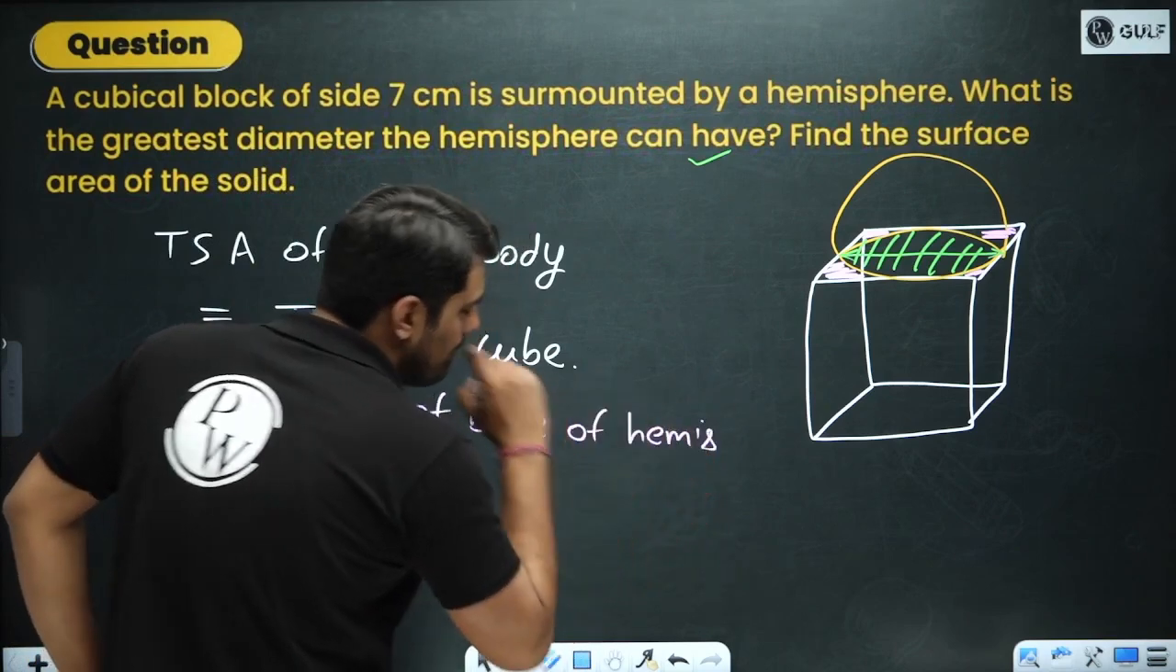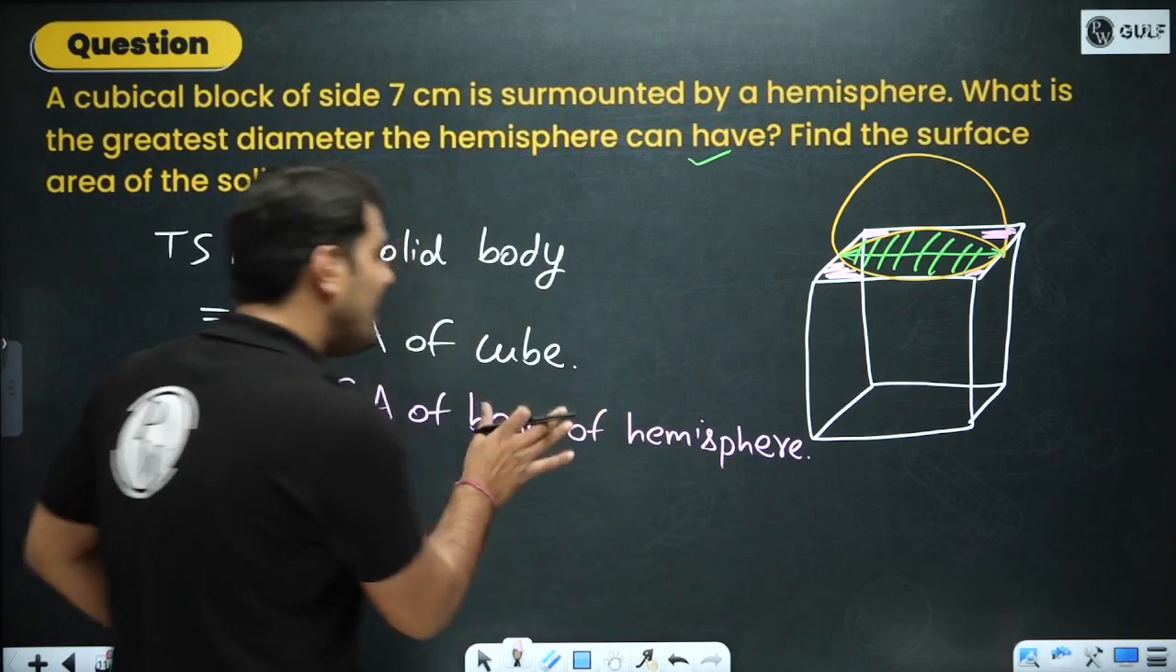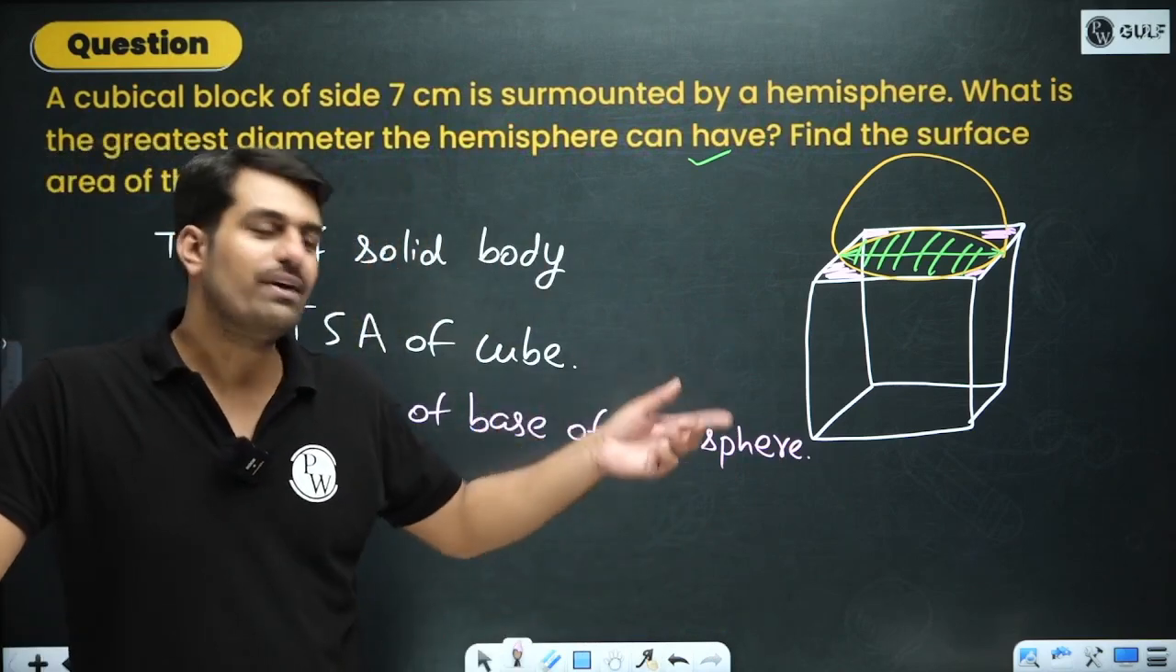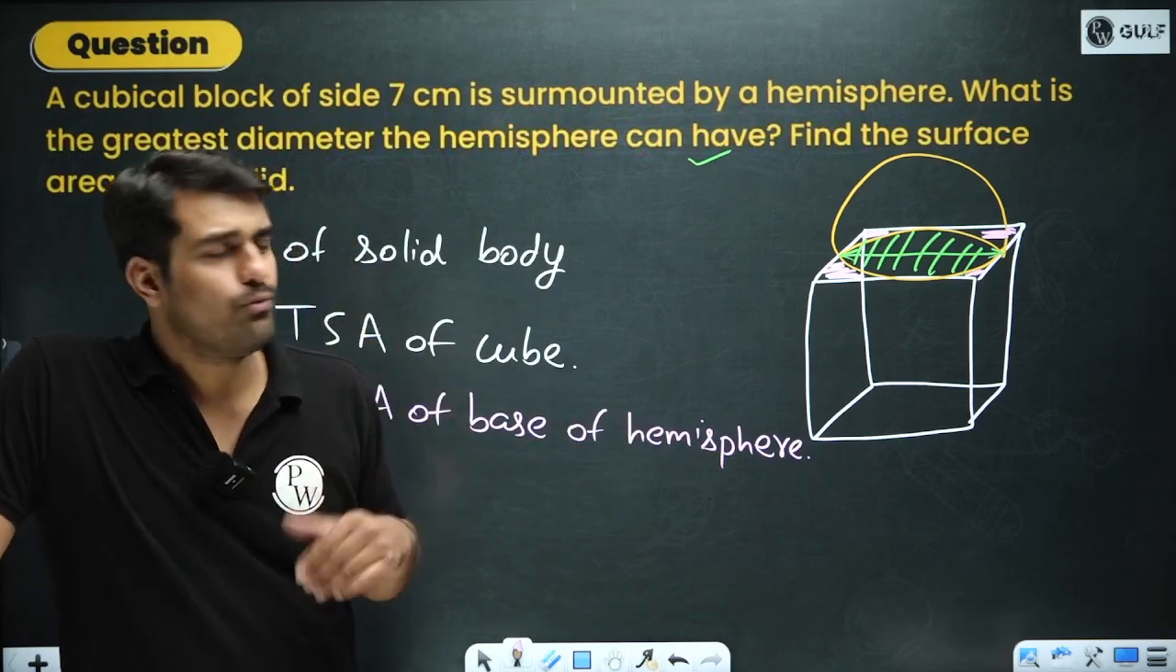So you might say, sir, we haven't learned the formula for this. We have learned everything, sir. The base of the hemisphere will be circular in shape, and that is pi r square. If you know the radius of the hemisphere, you know this part as well. Okay, are we done? No, sir. Still something left. What is left?